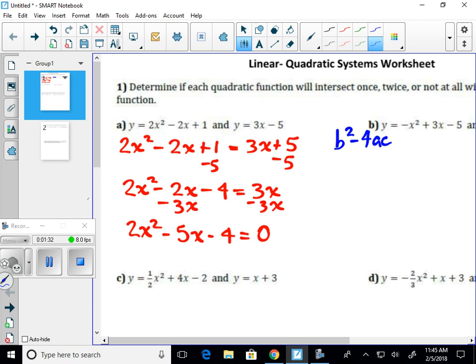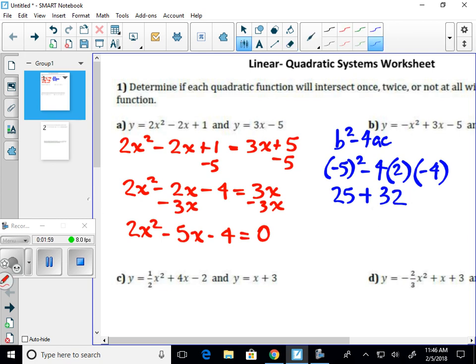Let's find the determinant using our new equation. B is a negative 5, so negative 5 squared minus 4 times a. A is positive 2. C is negative 4. Go ahead and solve that out. You have 25 plus 32, because 4 times 4 is 16, times 2 is 32. So 25 plus 32 is going to give you 57. That is a positive answer. So if I have a positive answer, I'm going to have 2 points of intersection. So on 1a, this will intersect twice.